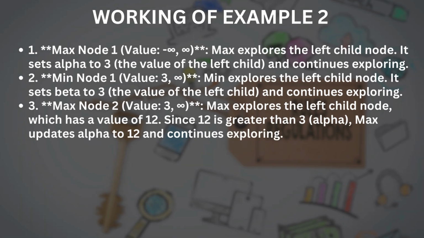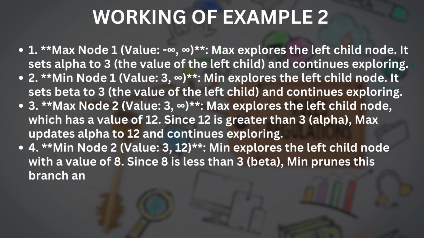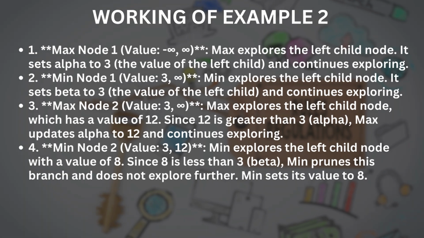Since 12 is greater than 3, that means alpha, max updates alpha to 12 and continues exploring. Step 4, min node 2, value 3, 12. Min explores the left child node with a value of 8. Since 8 is less than 3 beta, min prunes this branch and does not explore further. Min sets its value to 8.